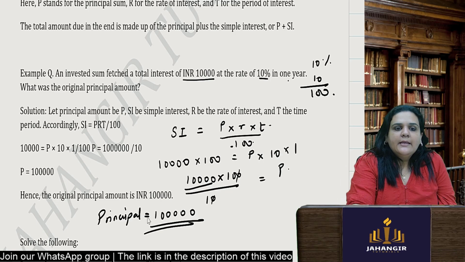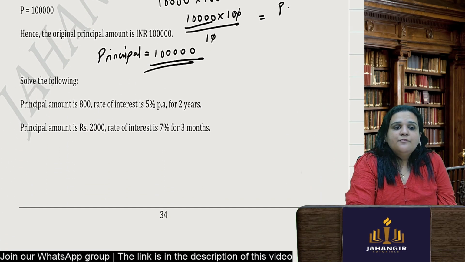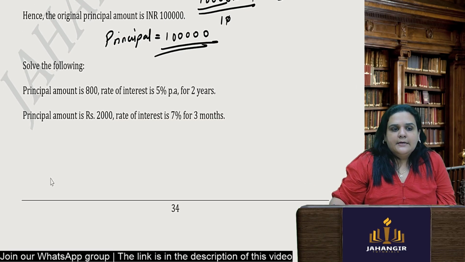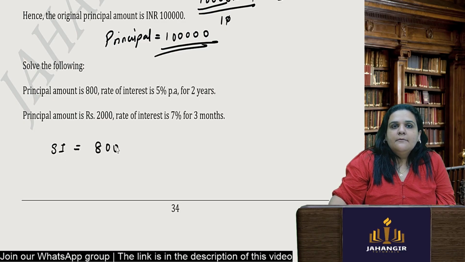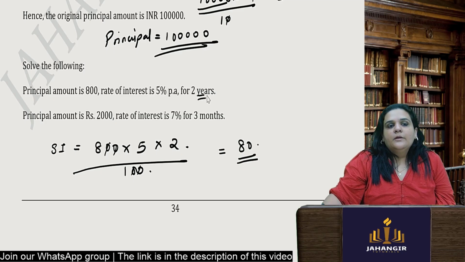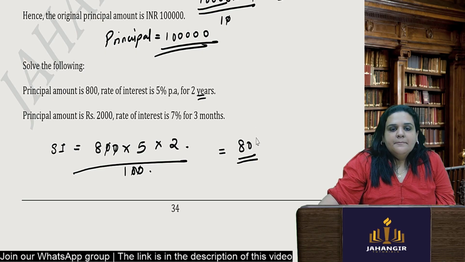So they can give you any one variable, or they can ask you to find any one variable amongst the others. Let's solve these two sums also. Principal amount is 800, interest is 5%, and the number of years is 2. So simple interest will be principal 800, rate of interest 5, number of years 2. 5 2s are 10, 10 into 8 is 80. So I am going to get 80 rupees in 2 years on 800. Simple interest amount is 80.